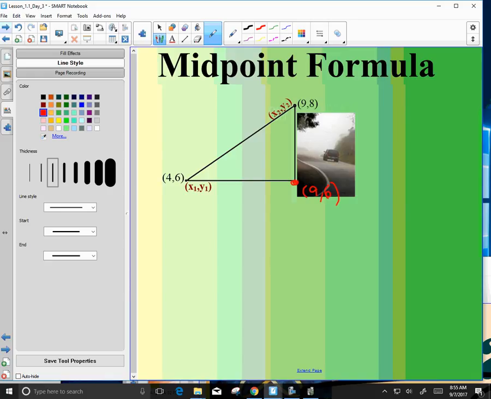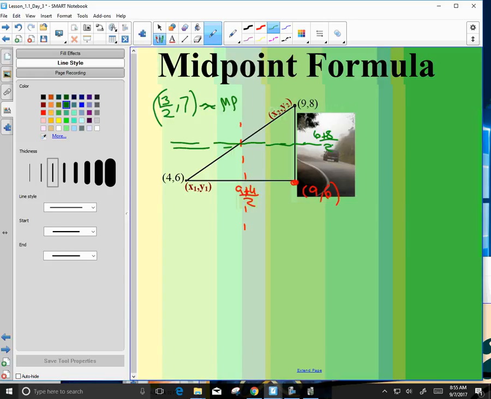So what is the middle between 6 and 6? 6, right? But what's the middle between 9 and 4? Well, it's 9 plus 4 divided by 2, or 13 halves. Not pretty, but it'll work. What's the middle between 6 and 8? 6 plus 8 over 2, which is 7. Yeah. So the midpoint for this one is going to be 13 halves, comma 7.